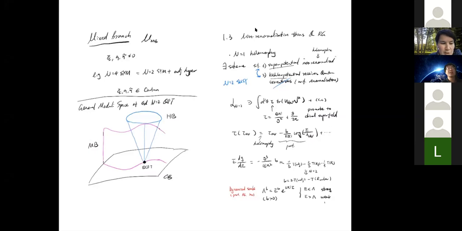There's one question, Yifan. Yes. Is there a theorem that says that the topology of the N=2 Coulomb branch cannot be affected by quantum corrections? Is there a theorem? The topology? That's a good question.